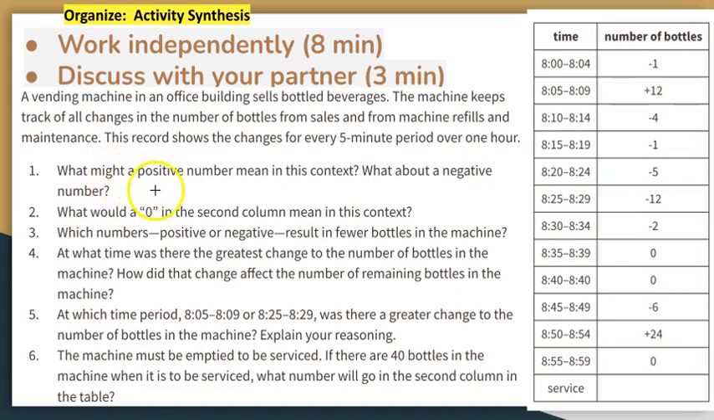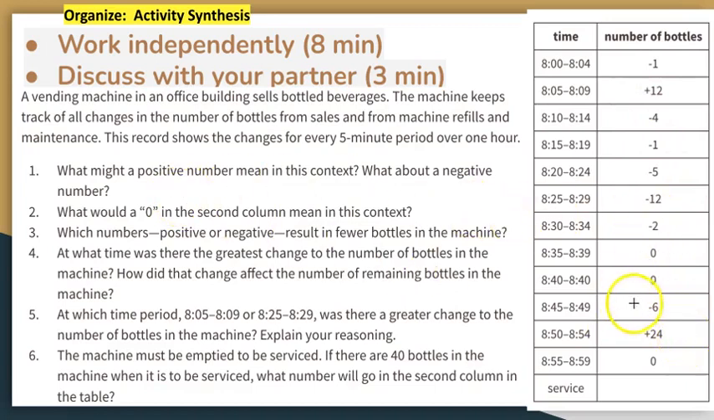So, what might a positive number mean on here? And what about the negatives? If it's keeping track of the refills and the sales, every sale would be bottles coming out, right? So each of those negatives is how many bottles were sold. The positives would be restocking. Doesn't it make sense that there would be 12 bottles put in and 24 bottles put in all at one time? Because that would be stocking it up after it had sold some.